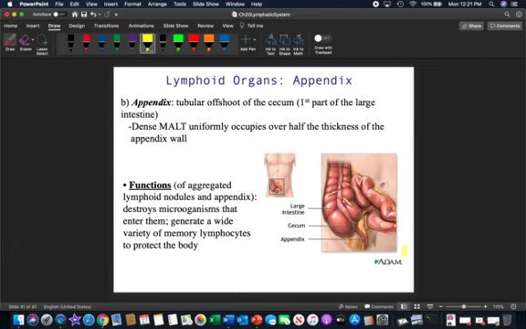So that concludes the lymphatic system and the immune system. We're going to be moving on pretty soon to the respiratory system, which will mark the end of material for midterm 4.